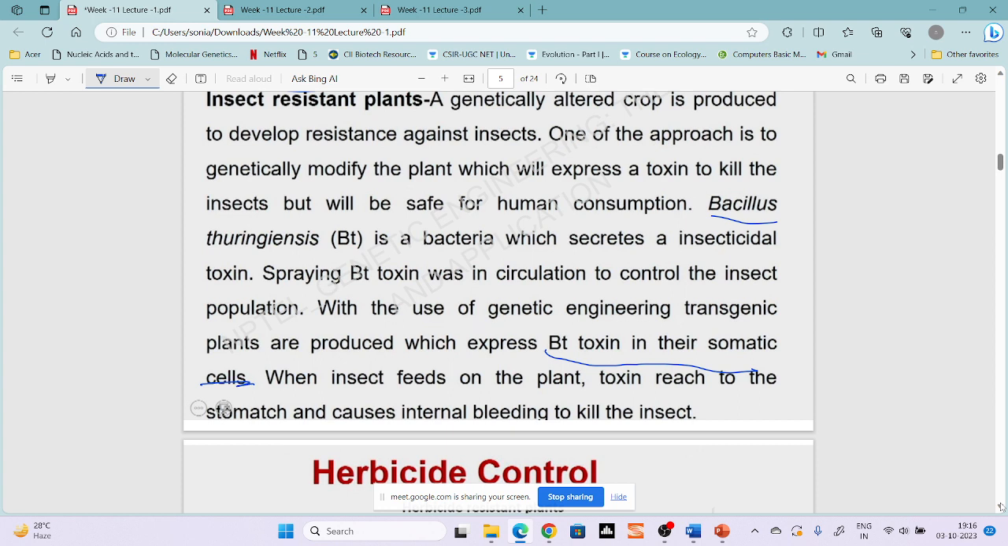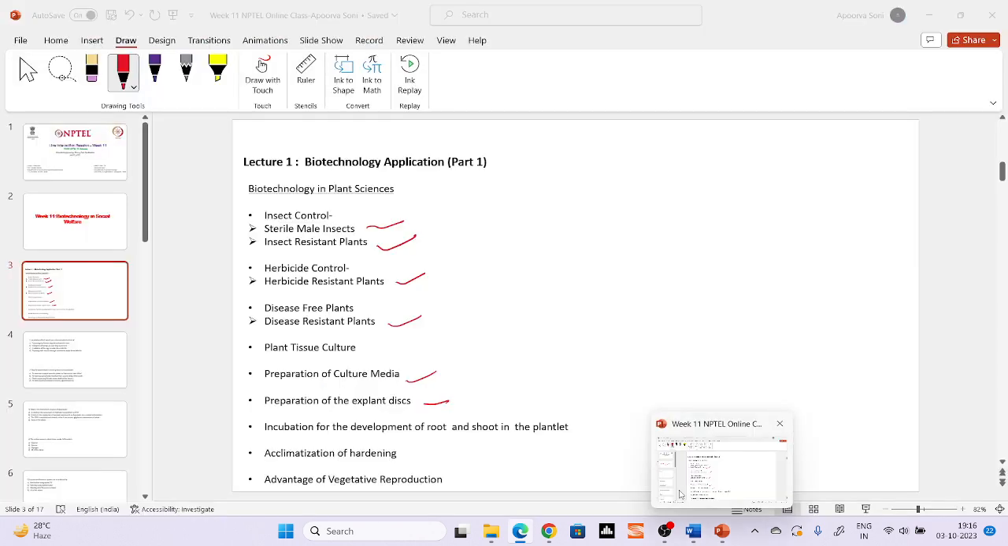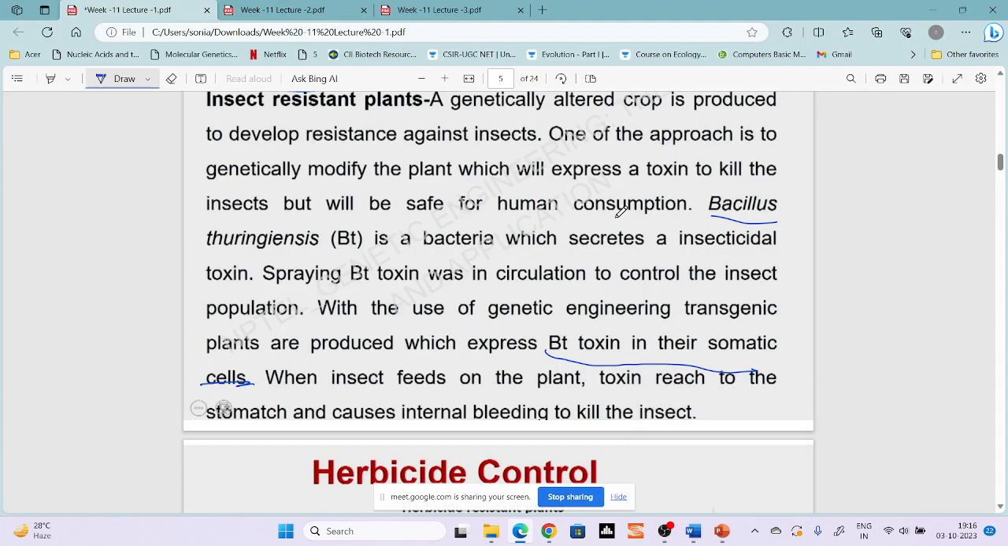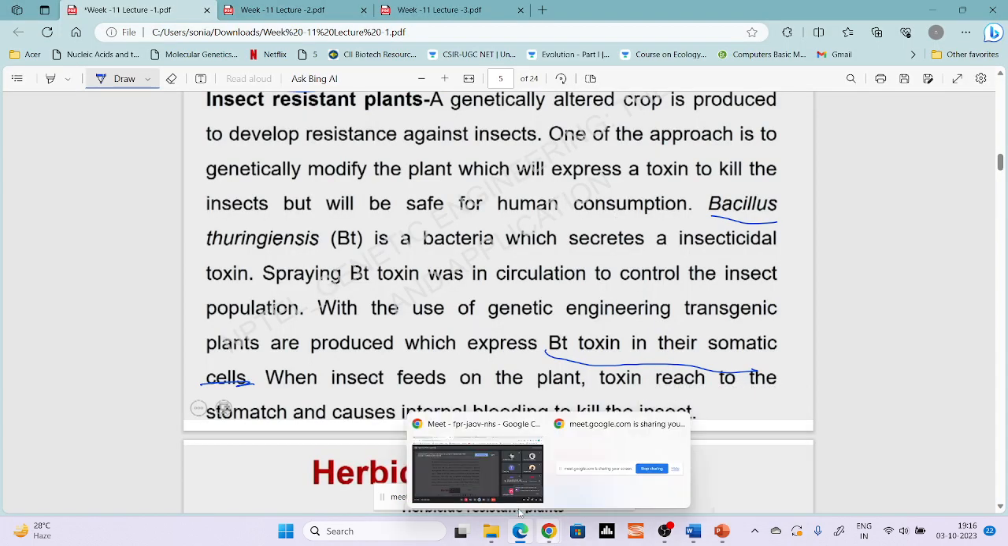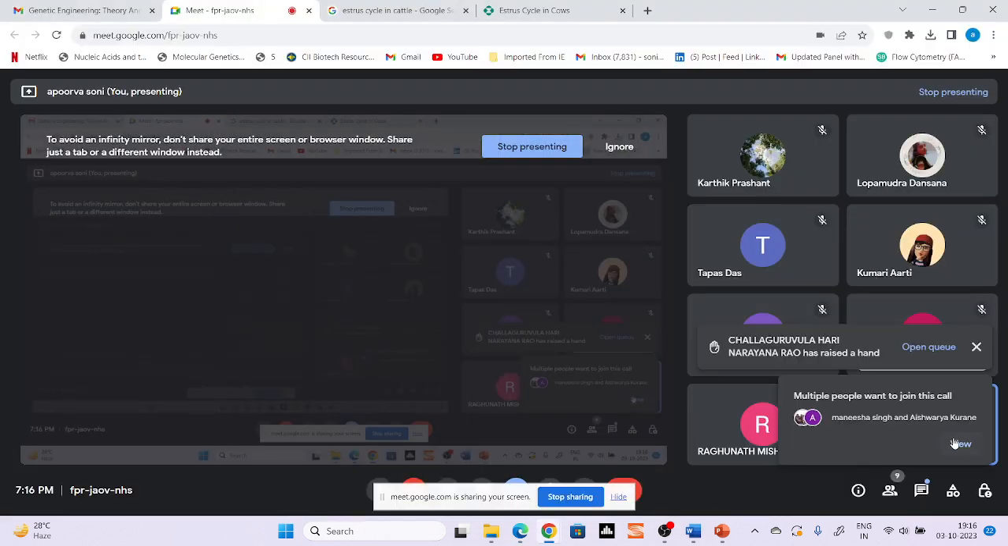When insects feed on the plant, the toxin reaches the stomach and causes internal bleeding that kills the insect. That means one way is that you spray the BT toxin, or with the help of genetic engineering, you need not spray it. So, can you tell me what would be the disadvantage of spraying an insecticide in comparison to genetically modifying the plant? What would be the advantage of having a genetically modified plant in comparison to spraying a toxin? Same toxin, can anybody tell me?